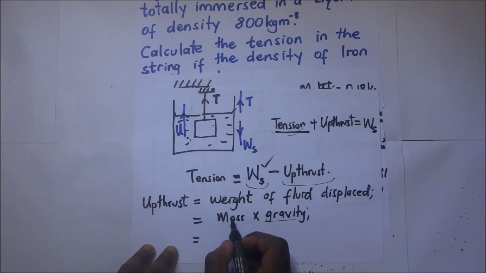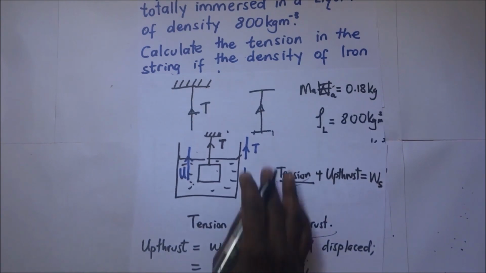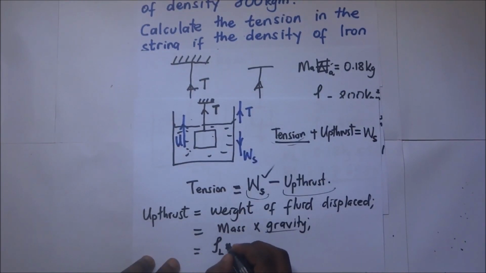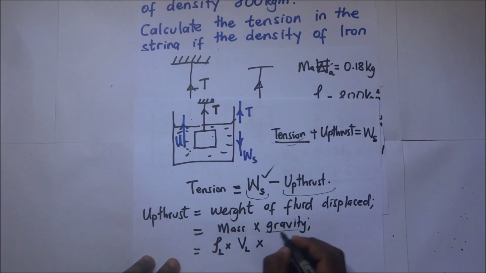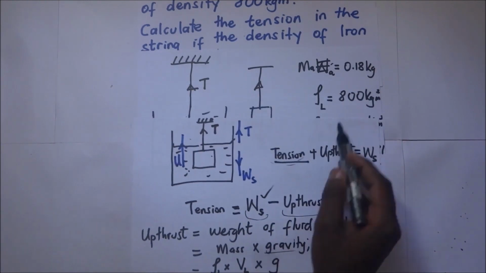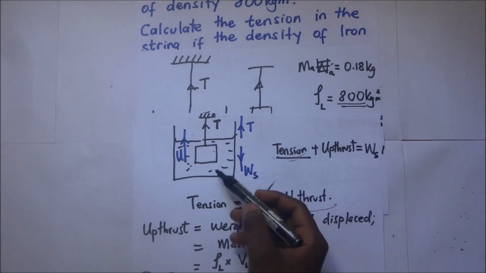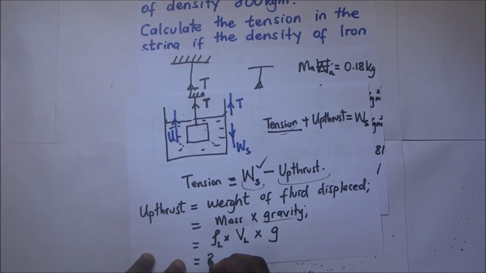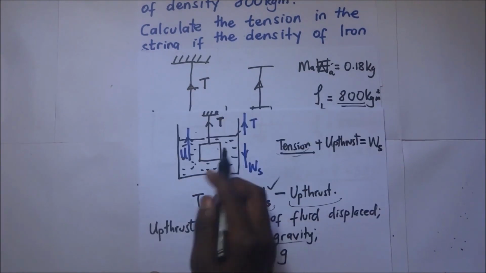So for us to get the mass of the fluid, we need to get the density of the fluid, or let's call it the density of the liquid. Multiply that by the volume of the liquid, multiply that by the gravity. So what does that give us? Now the density of the liquid is given, it is 800 kilograms per meter cubed. So the density in this case is 800, multiply that by the volume of the liquid displaced.